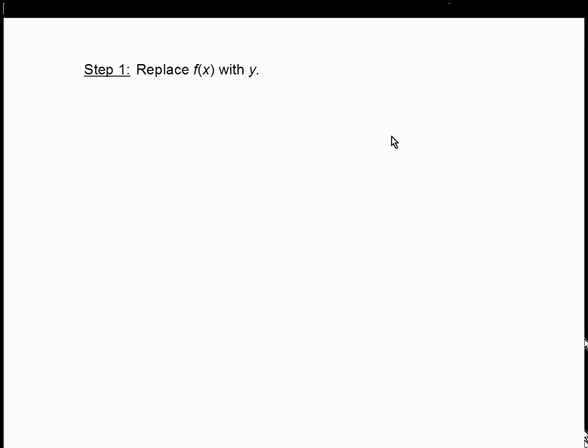Here's your method. Step 1. Replace f of x with y. So you start off with f of x equals something. You now have y equals something. So you've basically converted a function into an equation, which means you now have a relation. Step 2. Interchange x and y. What you have done now in step 2 is you found the inverse relation.